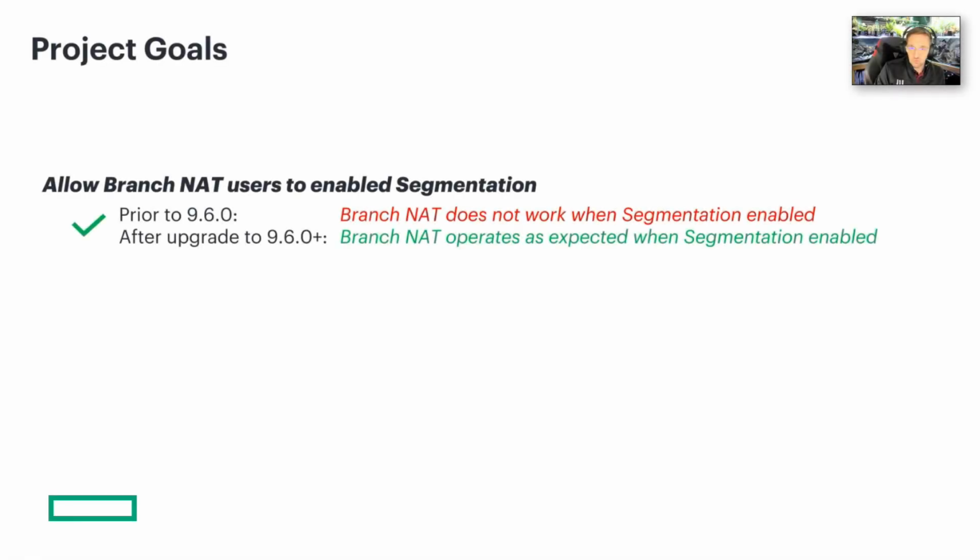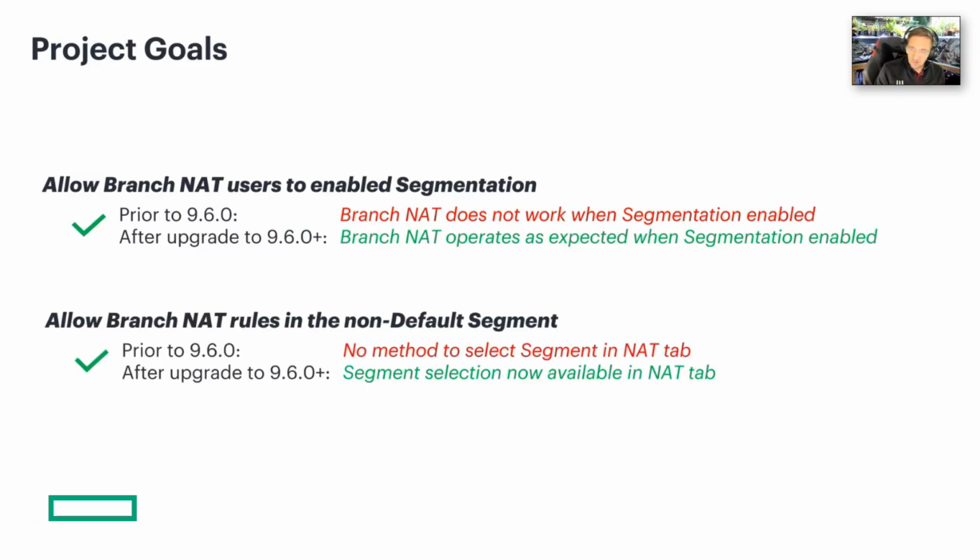The primary goals of this project were to allow branch NAT users to use branch NAT with segmentation. Prior to 9.6 it didn't work, now it does work. The secondary goal was to make branch NAT rules work in the non-default segment.